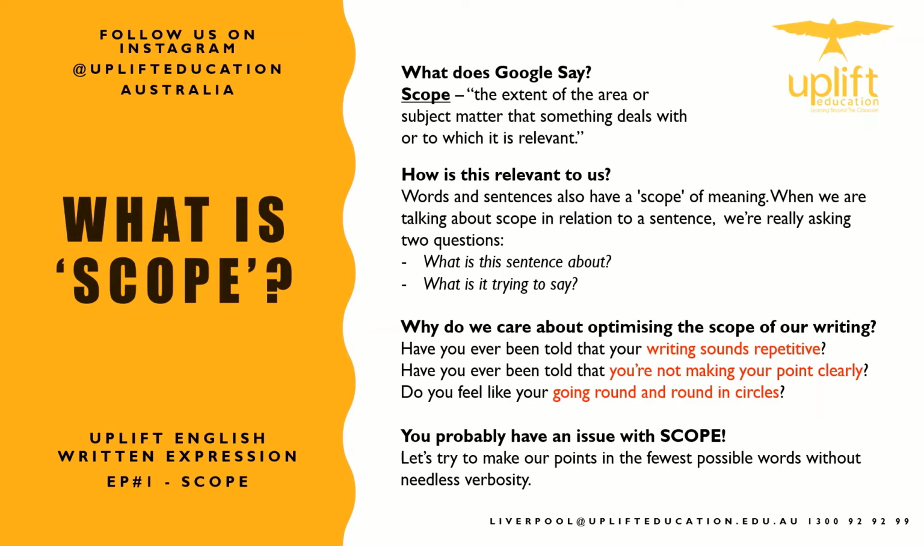Now, why do we care about optimizing the scope of our writing? Probably for these reasons. Have you ever been told that your writing sounds repetitive? Have you ever been told that you're not making your point clearly? Do you ever feel like you're going around and around in circles? If you have, you probably have an issue with scope. The goal for us today is to make our points in the fewest possible words, without needless verbosity, without words that add extra padding to our writing. We want to avoid those.